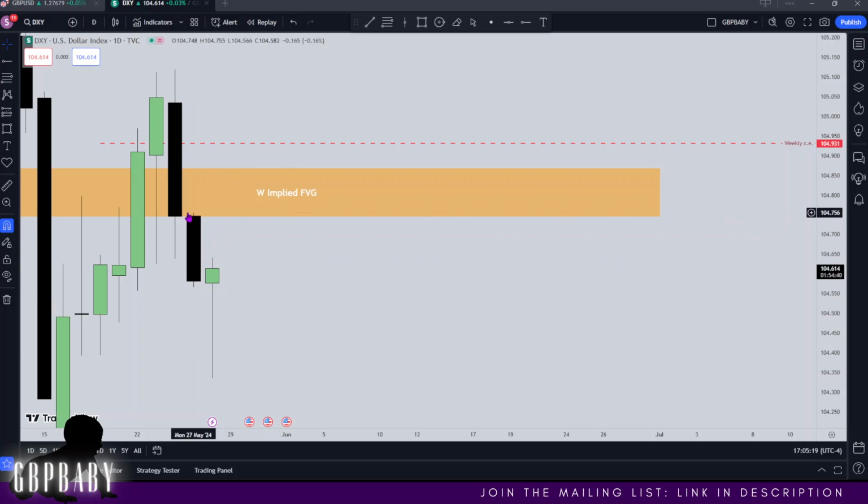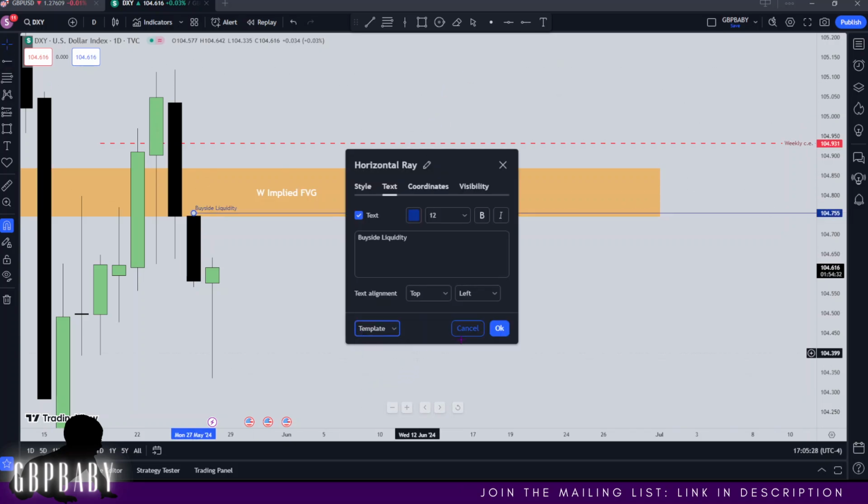You'll see that we had a very shallow high made on Monday. So I would like to think that Monday's high is going to be a nice draw on liquidity. So we can write buy side liquidity above there.